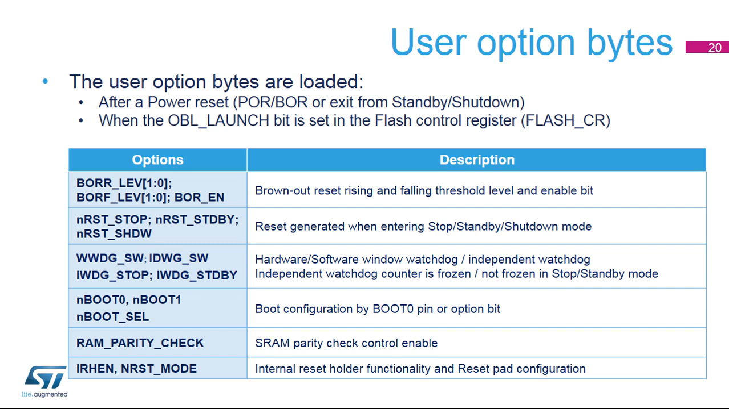Option bytes are used to early configure the system on chip before starting the Cortex-M0+. They represent 128 bytes. They're automatically loaded after a power reset or on request by setting the OBL launch bit in the flash CR register. This capability is required to apply a new setting without resetting the device. This slide and the two next ones describe the various fields of the option bytes.